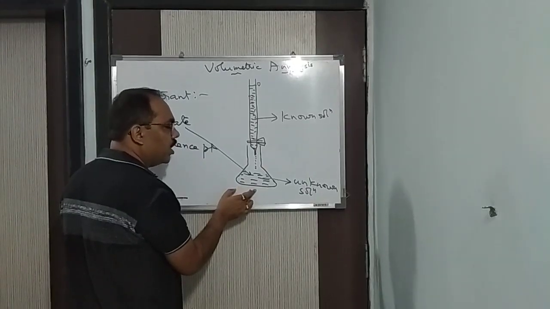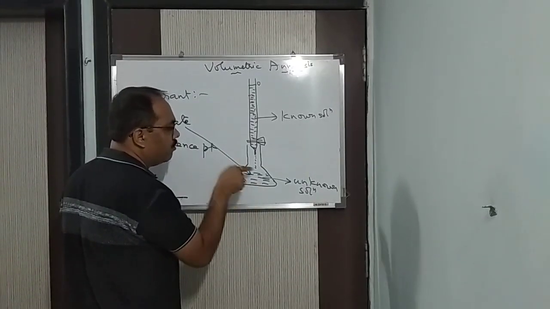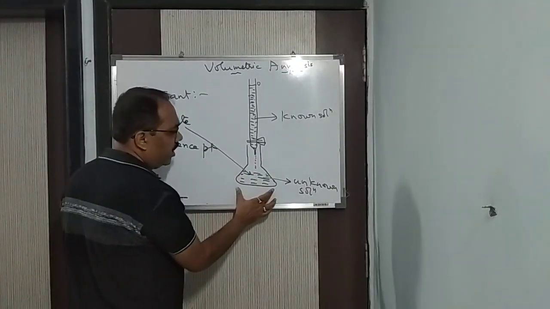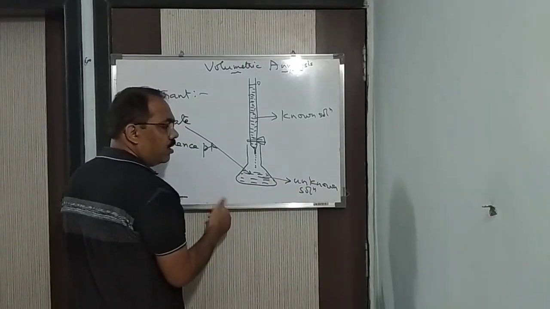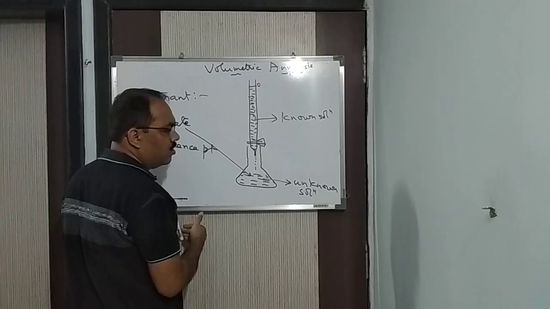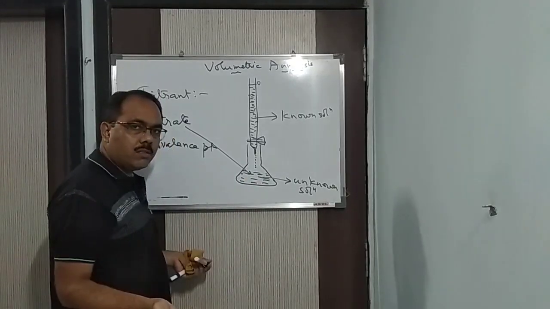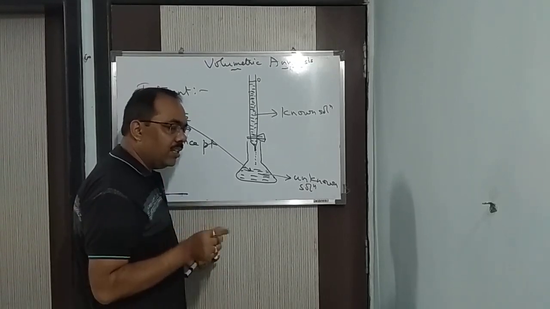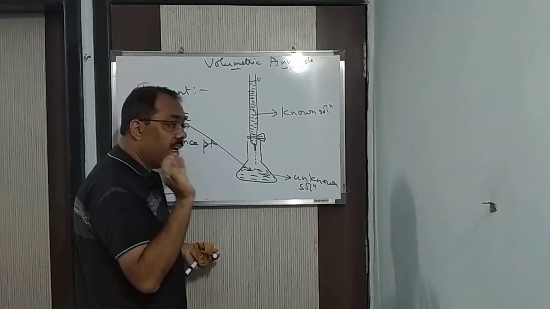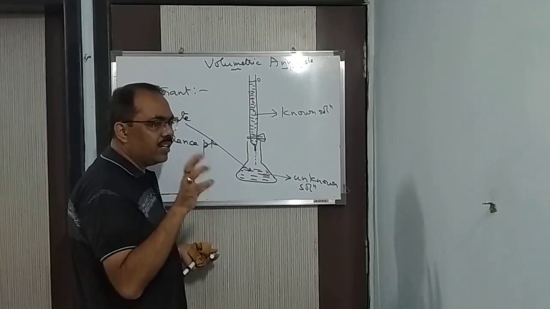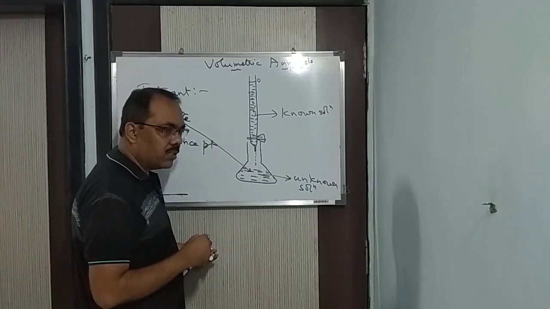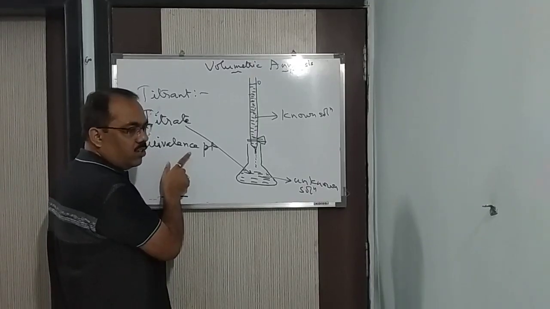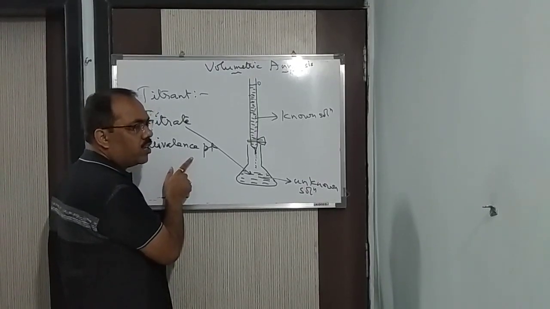Why do we need an indicator? Because the indicator will indicate whether the reaction is completed or not. Suppose I take NaOH here. What is the color? Colorless. Suppose I take HCl here. What is the color? Colorless. NaOH plus HCl, when it undergoes neutralization, forms NaCl and water. What is the color? Colorless. So how do we know that the reaction is complete? For that reason we need to add an indicator. The indicator will indicate the end point of the titration. End point means where the reaction gets completed. And end point is also otherwise called the equivalence point.